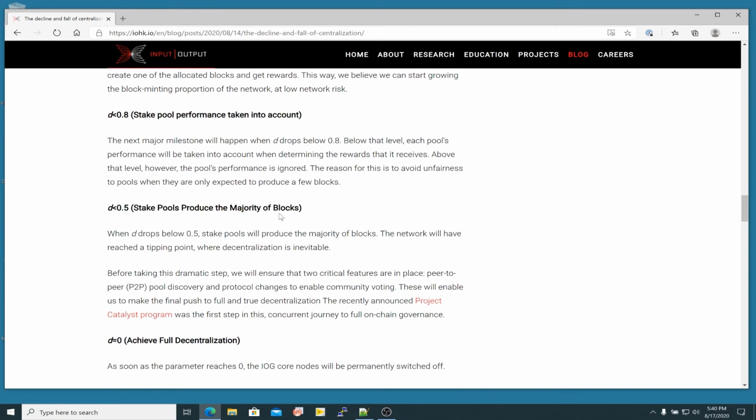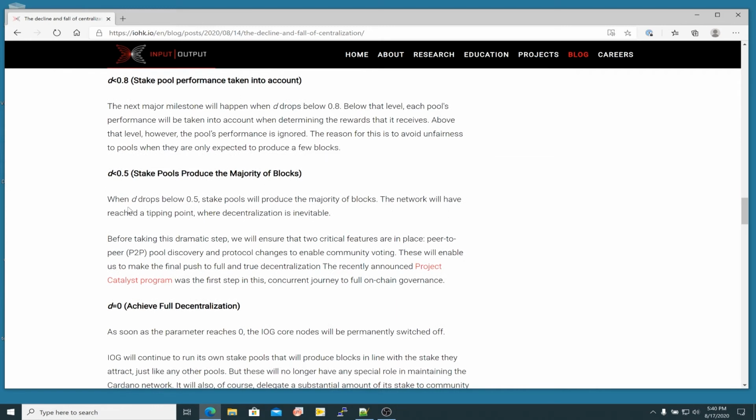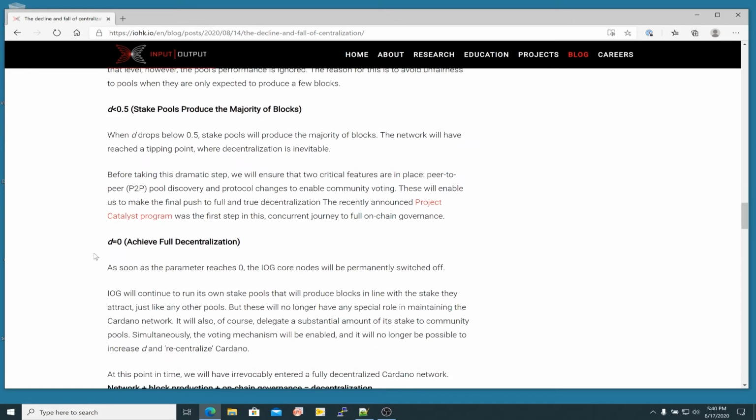All right, so now the next milestone is D less than 0.5. When D drops below 0.5, stake pools will produce the majority of blocks. The network will have reached a tipping point where decentralization is inevitable. Before taking this dramatic step, we will ensure that 2 critical features are in place: peer-to-peer pool discovery and protocol changes to enable community voting.